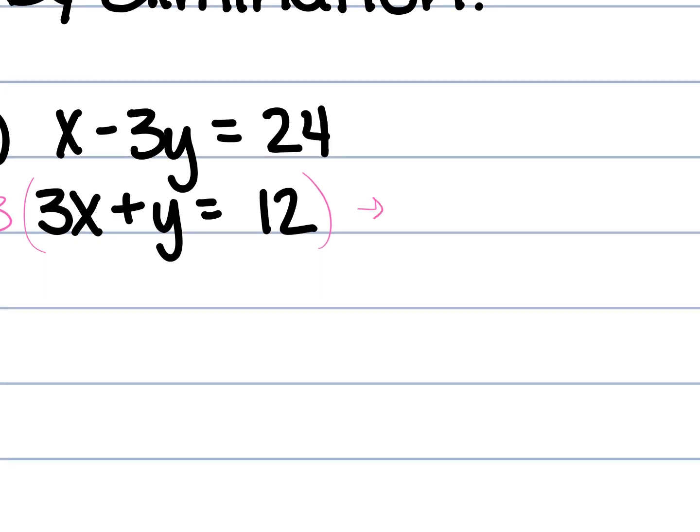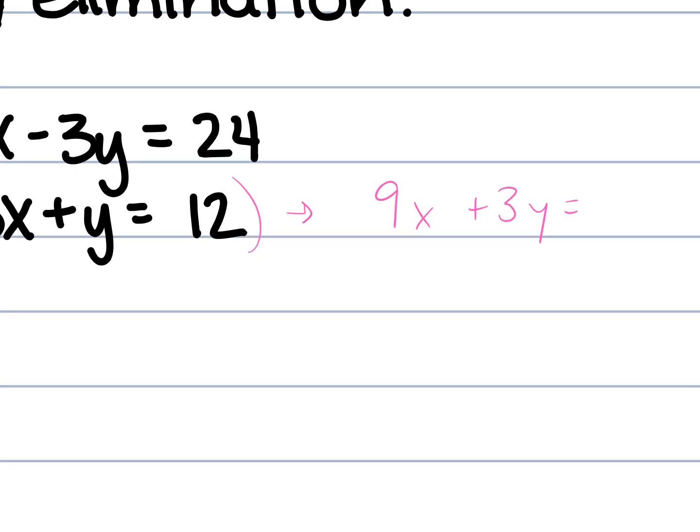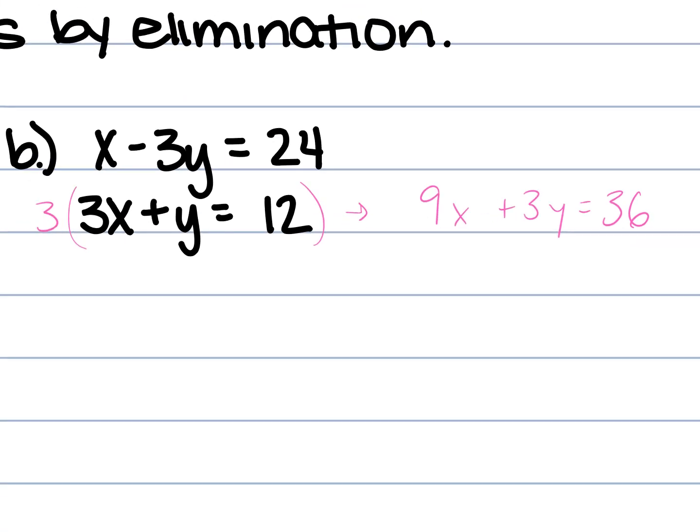So our new second equation would be what? 9x plus 3y equals 36. Perfect. That 3 gets multiplied to everything in the parentheses there. Everything in our equation. I'm going to rewrite my first equation on top of it just to make it easier for us to combine.